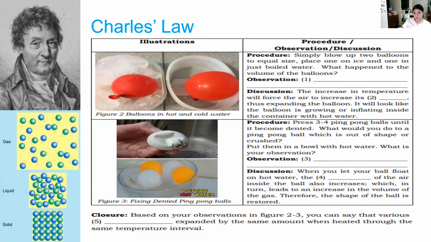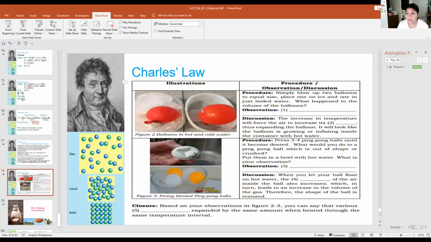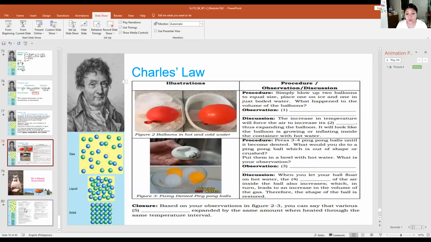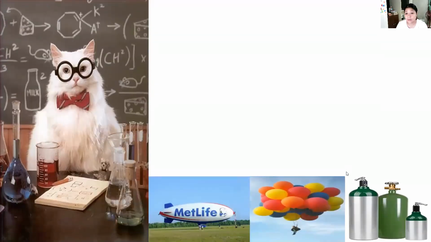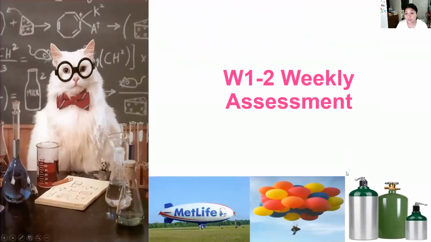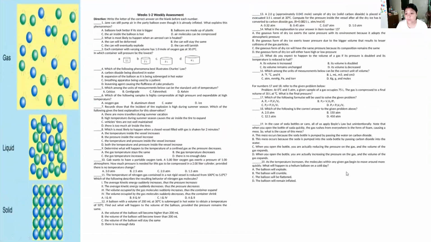Based on your observations in figure 2.3, you can say that various gases expanded by the same amount when heated through the same temperature interval. That's all for week 2, Charles' Law. Afterwards, you have to answer the week 1 to 2 weekly assessment, which is 20 points. That's all.